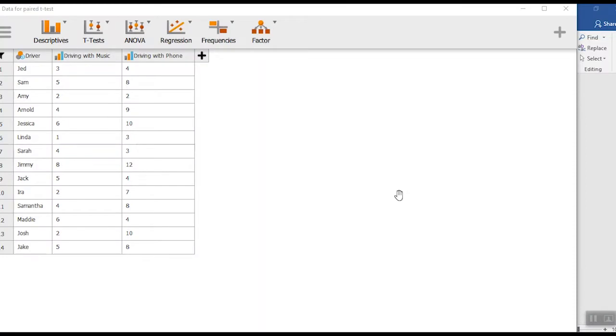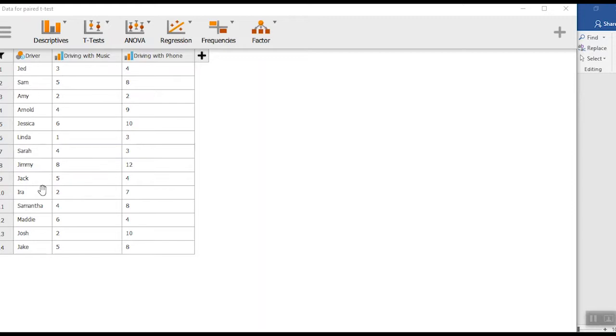In this video, we're going to look at a different t-test called a paired t-test, or sometimes it's called a repeated measures t-test. And so you'll see my data file here. This is a study set up to where, let's say, we want to look to see how people drive, the number of errors they make, maybe in a closed course while driving, while either listening to music, which would kind of be our control condition, or driving while talking on the phone.